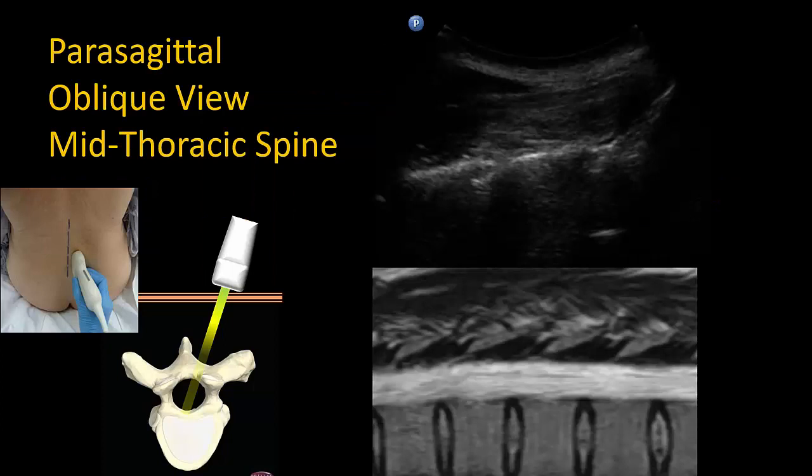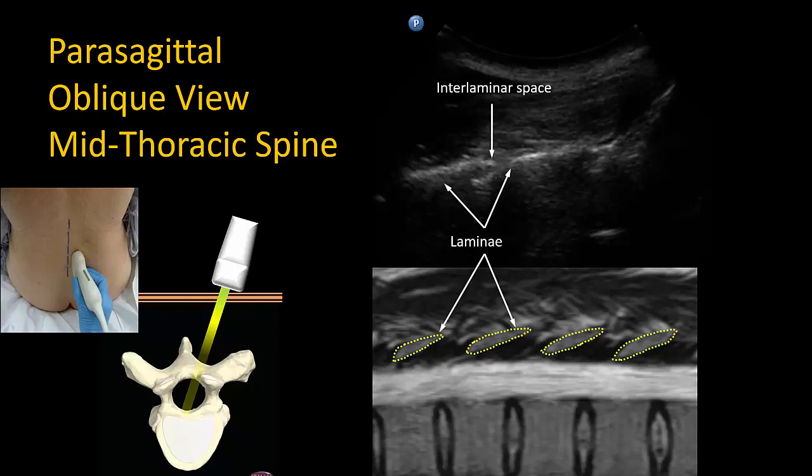The parasagittal oblique view provides the most useful information. The laminae in the thoracic spine have a flat, plate-like appearance, unlike the sloping sawtooth appearance of lumbar lamina. The gaps between these flat hyperechoic lines is the interlaminar space.